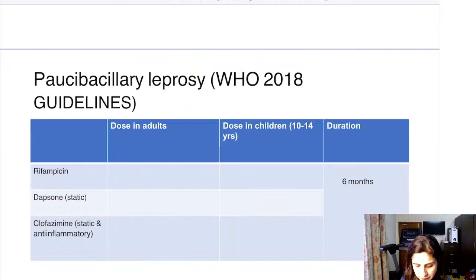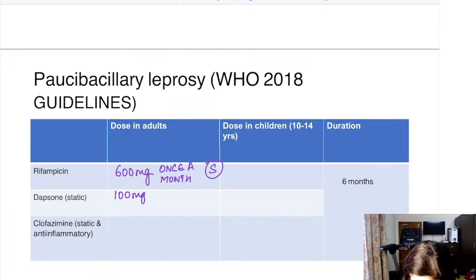So for rifampicin, the dose in adults is 600 milligrams once a month, and every month the patient takes this drug under supervision. Now dapsone. Dapsone is 100 milligrams per day. But every day when you're taking the drug, it is not possible to supervise, so this is unsupervised.